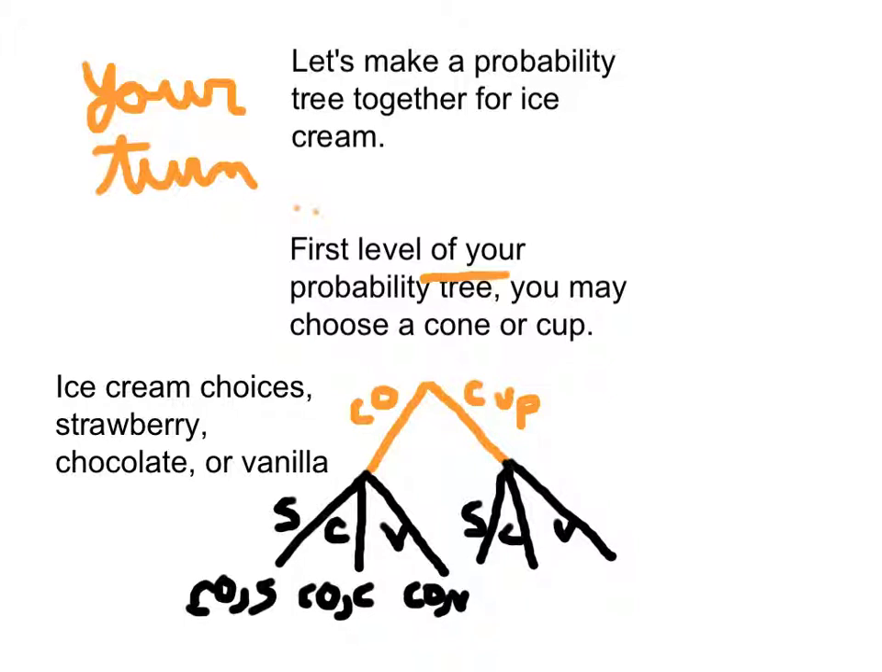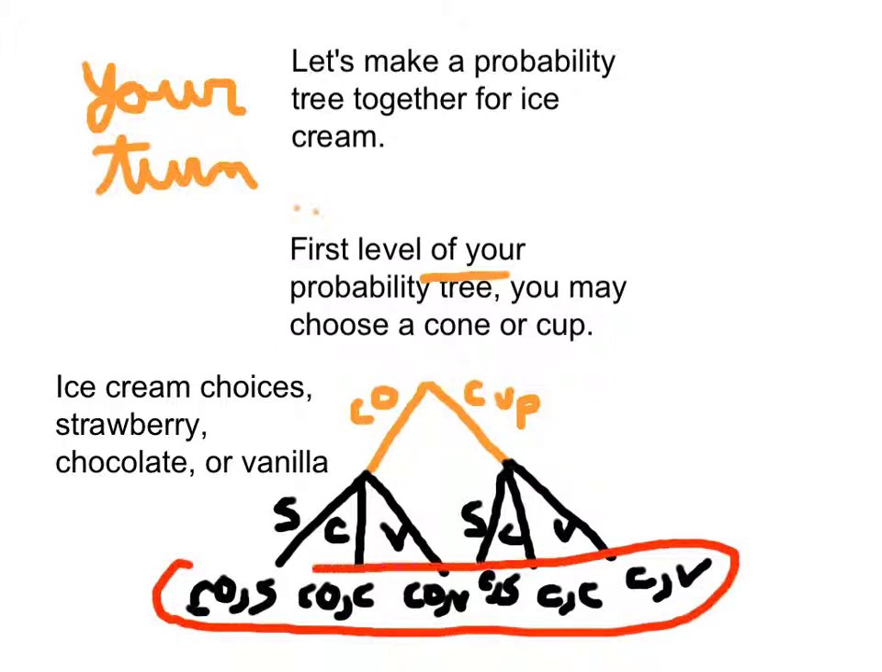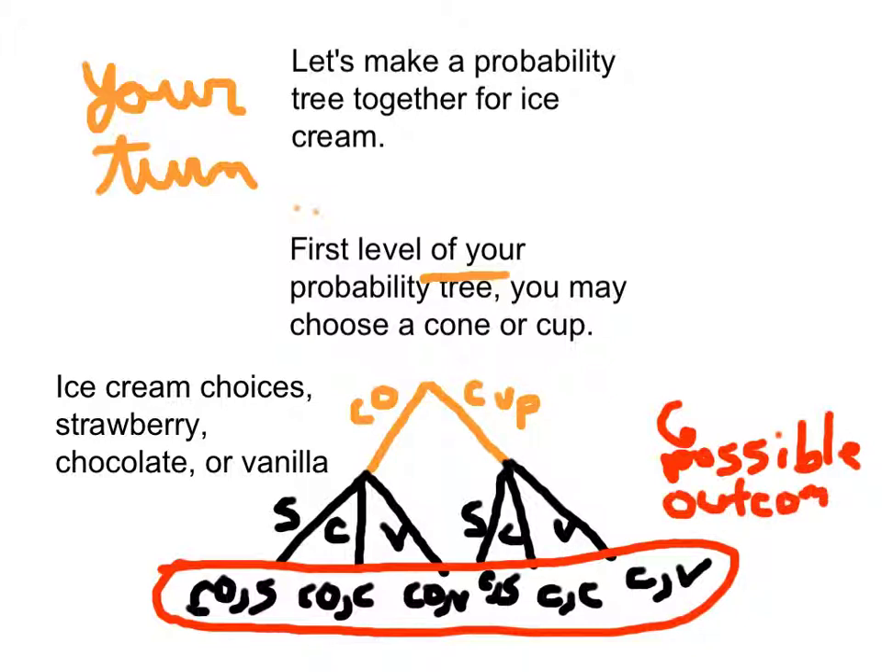Here, this is a cup. We can just abbreviate with the C because we used CO before. Cup with strawberry, cup with chocolate, or cup with vanilla. How many possible outcomes are there? And write that out for yourself, please. You wrote down all of those there, and that there were 6 possible outcomes. Pause the video if you need to. 6 possible outcomes.